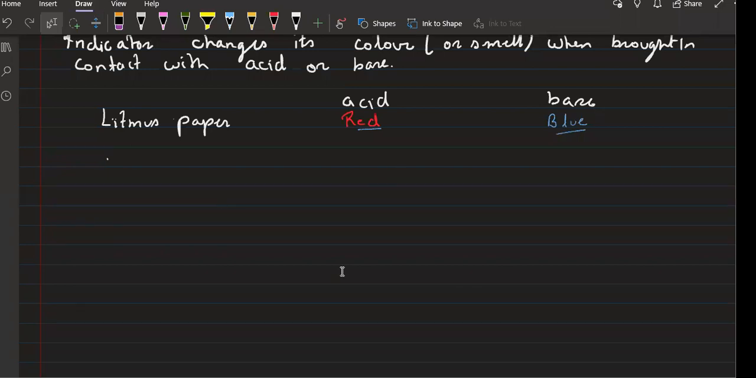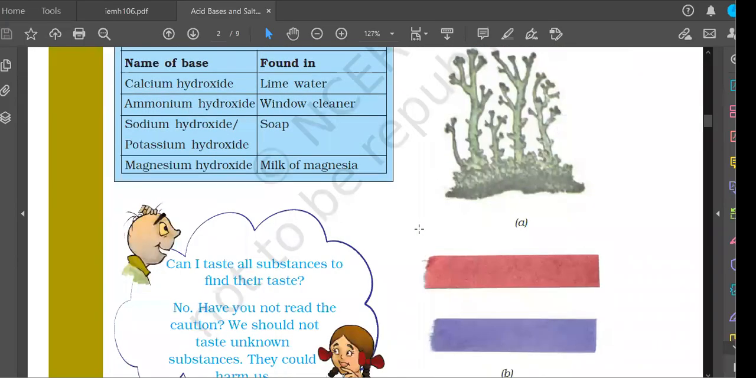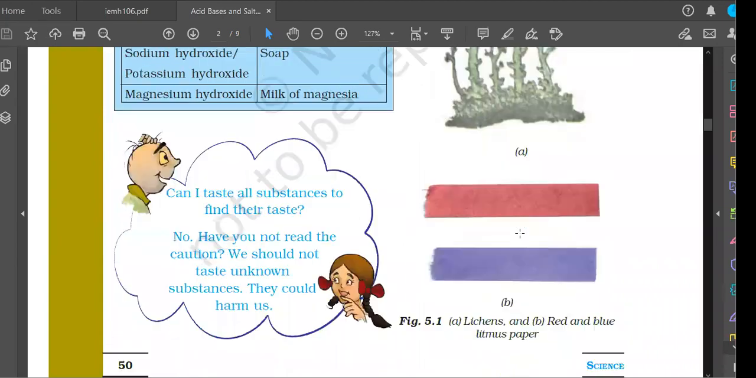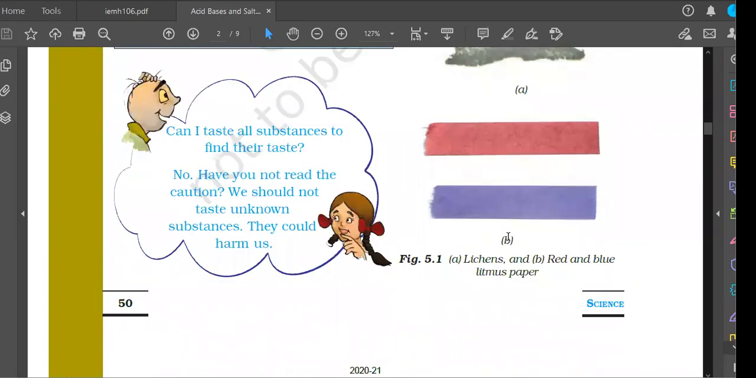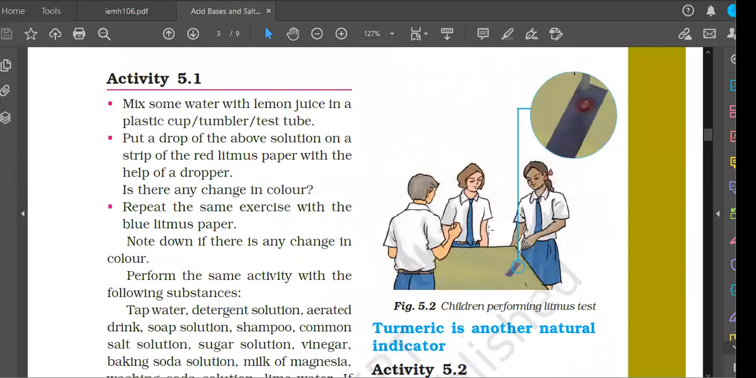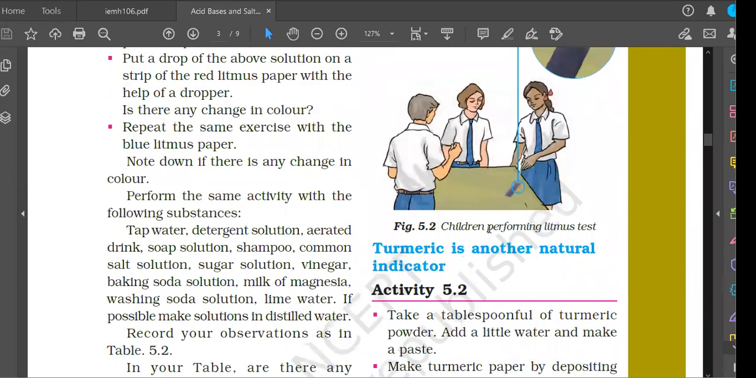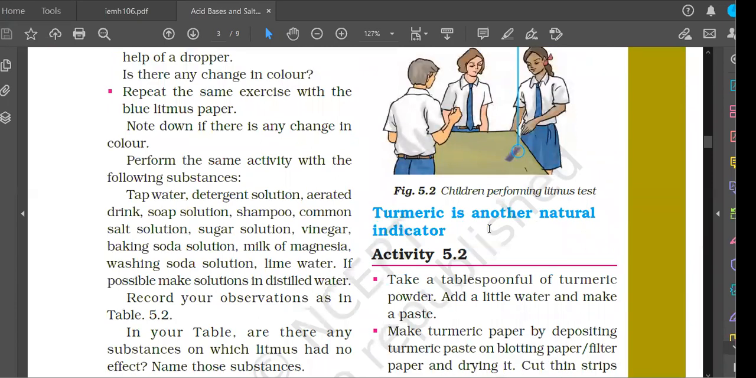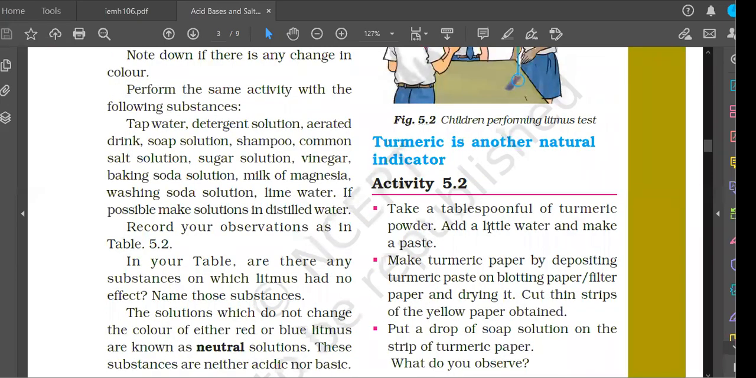So this is your first indicator. Let's see other indicators. I hope all of you remember about litmus. Red litmus and blue litmus. This is the activity that you can do if you get your litmus paper. The second is turmeric.